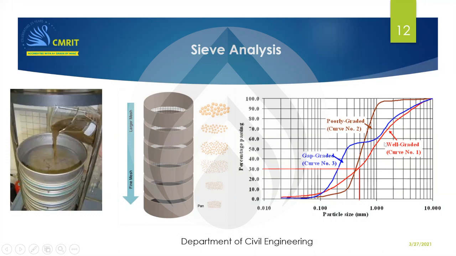We'll be able to have a well-graded sample, or it can be gap graded, or it can be poorly graded. Poorly graded means almost all the particles are in this size range. We don't have particles in larger sizes as well as in this size. Similarly, here also we will not have particles of some sizes. So here you can see that majority of the particles are in this size.